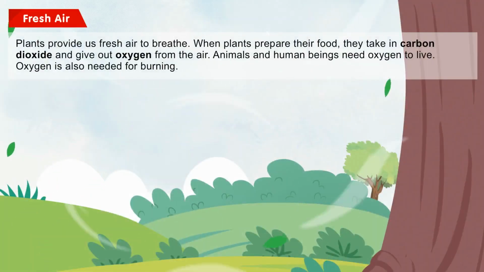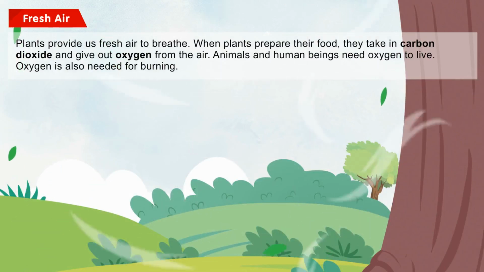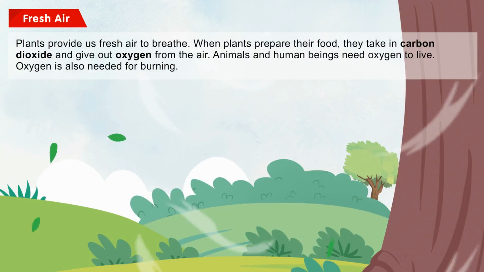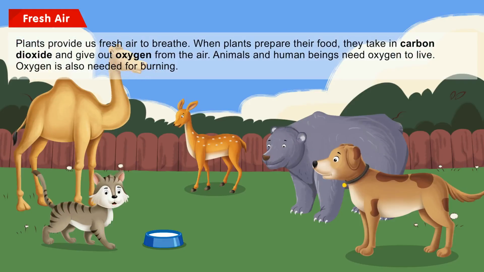Fresh air. Plants provide us fresh air to breathe. When plants prepare their food, they take in carbon dioxide and give out oxygen from the air. Animals and human beings need oxygen to live. Oxygen is also needed for burning. Other things. We get many other useful things from plants.